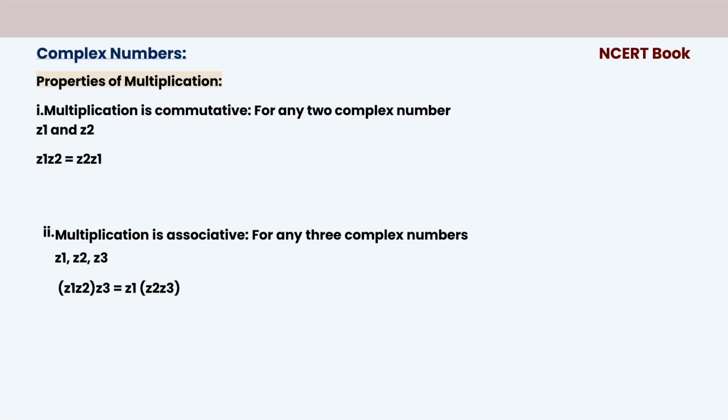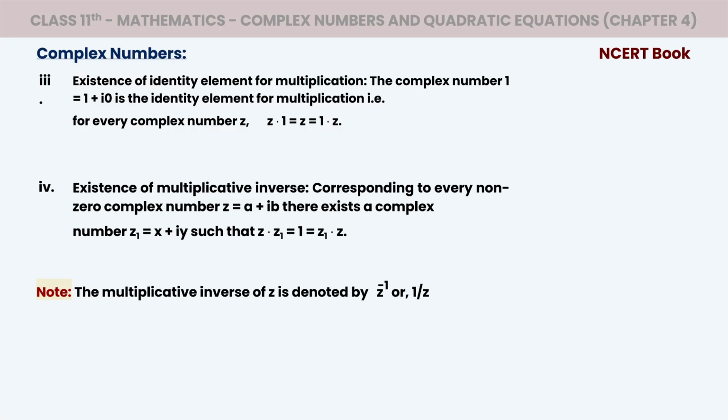Right? Now the multiplication property, it is commutative, it is associative. You can take an example and then just try to multiply it. Right? Now, how to find out the existence of the identity element for the multiplication.